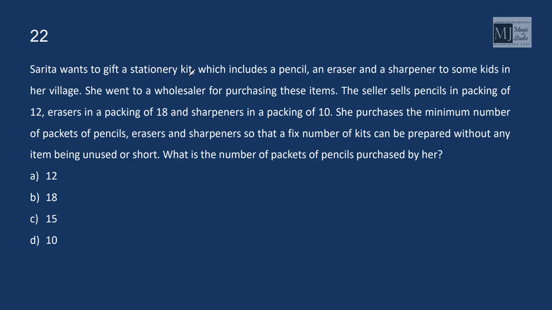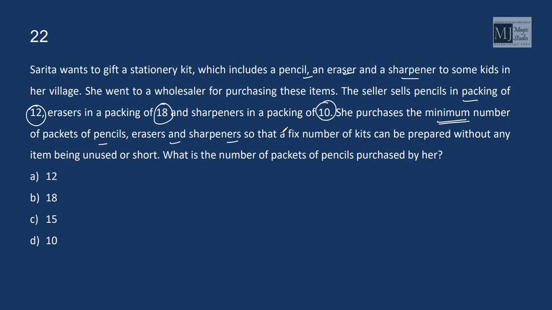Sarita wants to give a stationery kit which includes a pencil, eraser, sharpener to some kids. She went to a wholesaler for purchasing these items. The seller sells pencil in a packing of 12, eraser in packing of 18 and sharpeners in packing of 10. She purchases the minimum number of packets of pencil, eraser and sharpeners so that a fixed number of kits can be prepared without any item being unused or short.